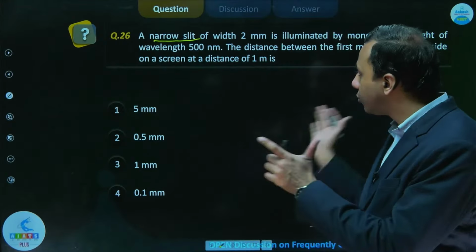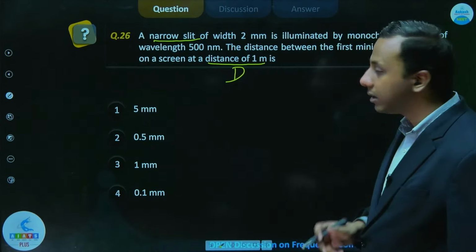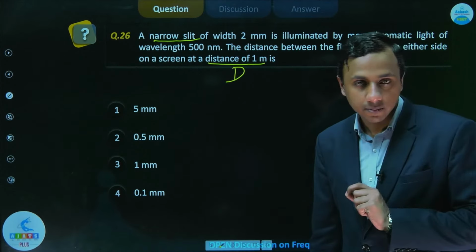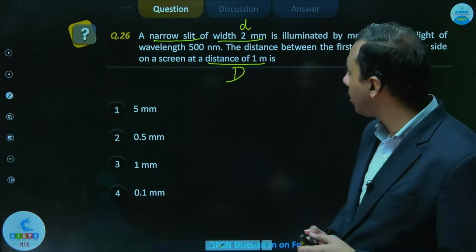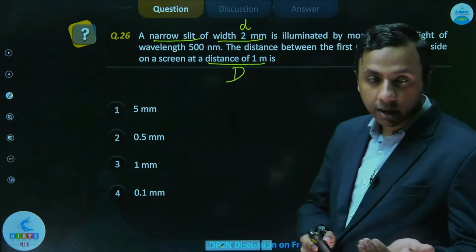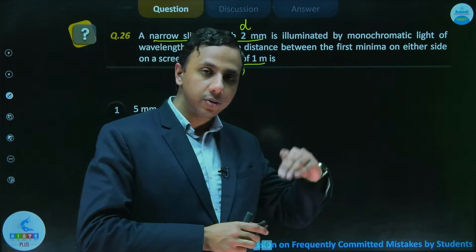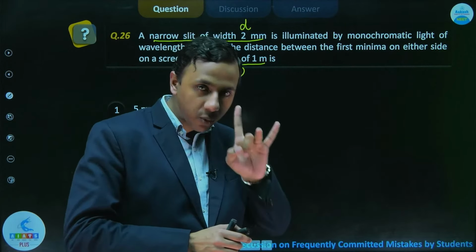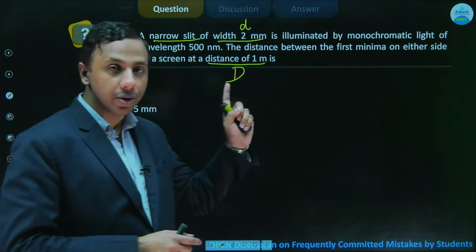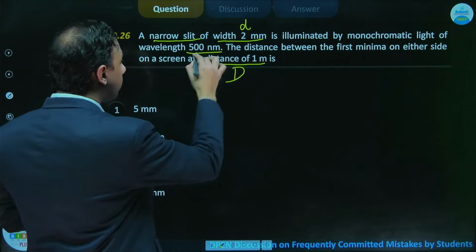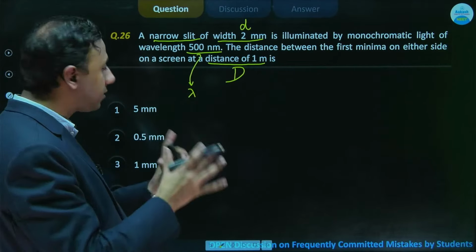The distance of the screen, that is capital D, is given to you. The width of the slit is also given to you; we denote it by small d. Monochromatic light means that only one particular wavelength is used. It's not that we are using red light, violet light, blue light like that. No, only one wavelength. The wavelength, 500 nanometers, that is lambda, is given to you. Distance between the first minima on either side on a screen.